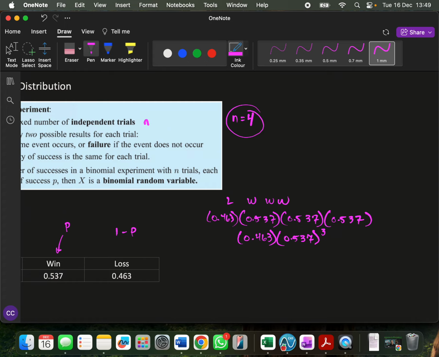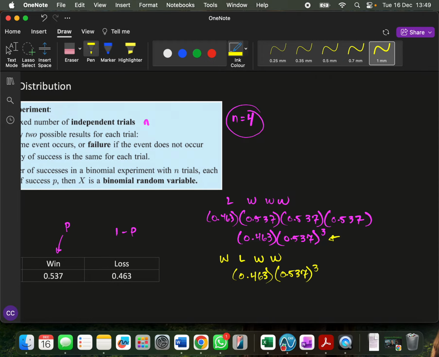Another way the Tigers could have done this would have been win the first one, lose, then win, and win. Judging on probability and the fact that you're in HL math, you're probably going to recognize that that's the same probability as this, because there's 1 loss and then there's 3 wins.